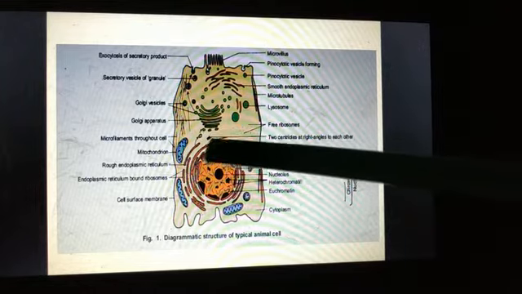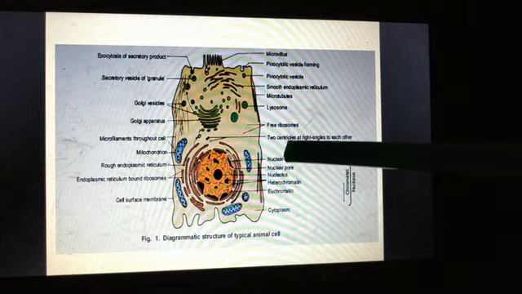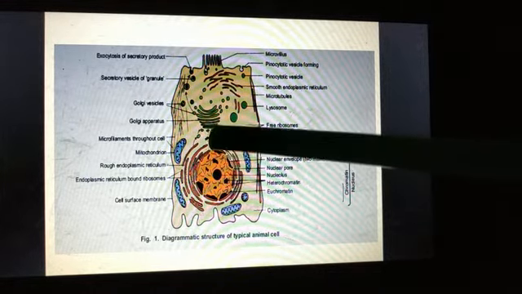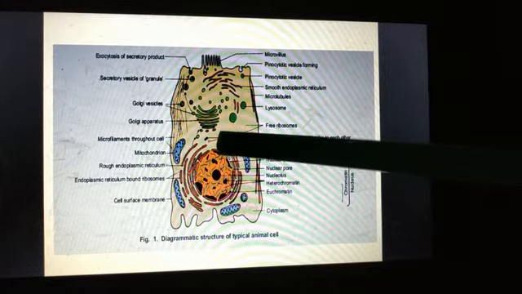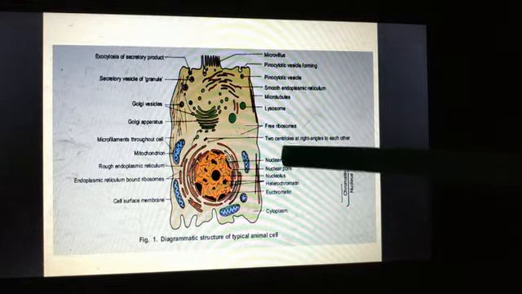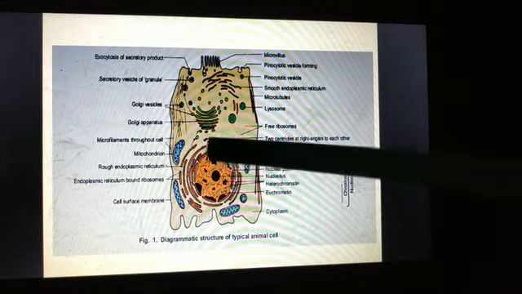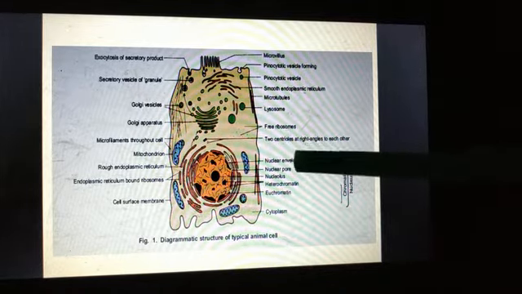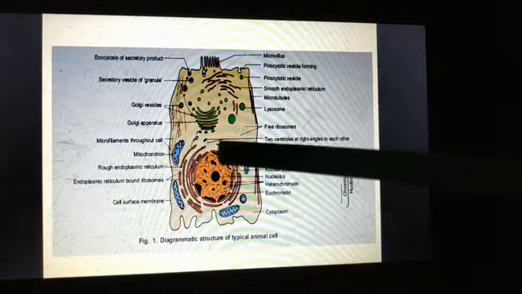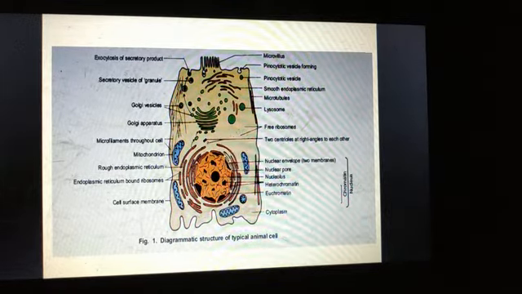Here we have centrioles, two centrioles. These centrioles are present at right angles. One will be like this and another will be like this, like an L. So we have two centrioles at right angles to each other. These centrioles help in cell division.